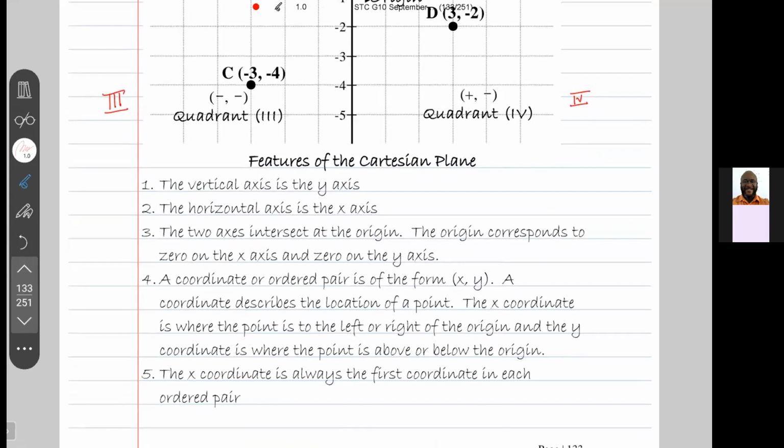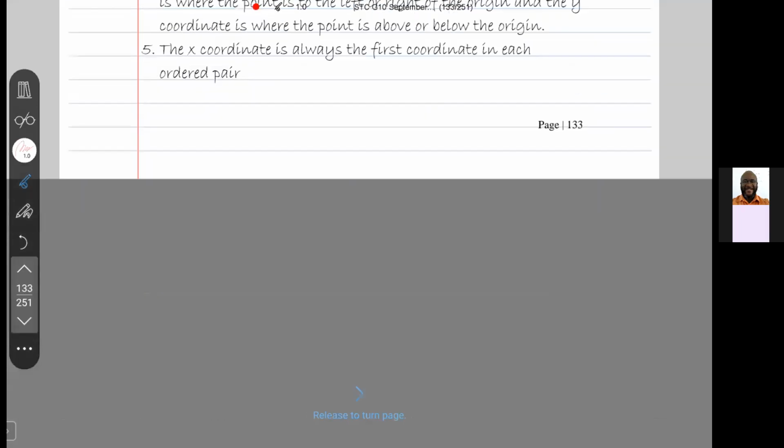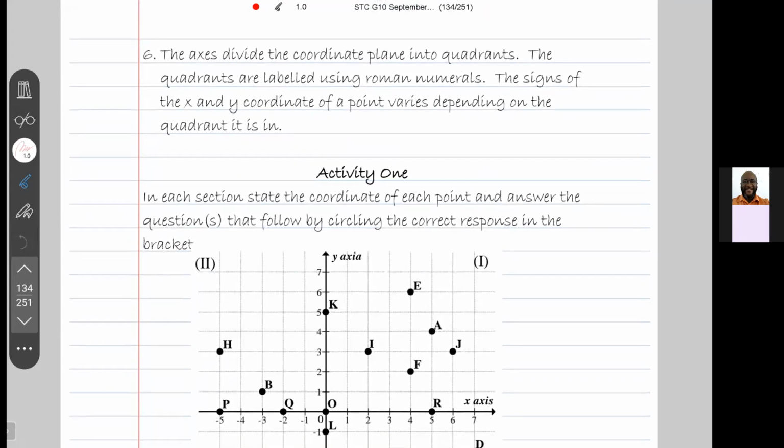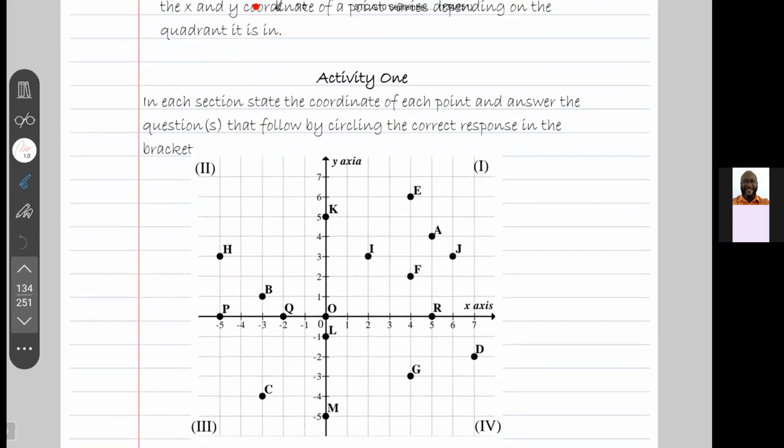Guys, the x coordinate is always the first coordinate in each ordered pair. The axes divide the coordinate plane into quadrants. The quadrants are labeled using Roman numerals. The sign of the x and the y coordinate of a point varies depending on the quadrant it is in. All right, guys.